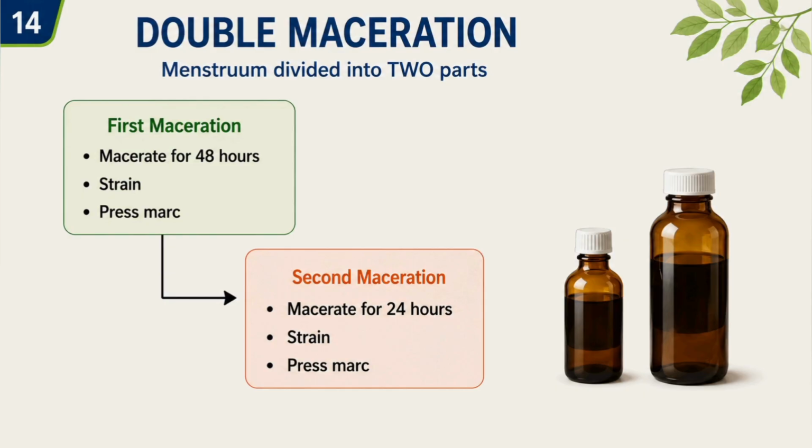Again strain and press. So why is the first period longer? Initially, the drug contains the maximum quantity of extractable constituents and requires effective contact. The second extraction helps recover the additional remaining constituents. That's why it is shorter.